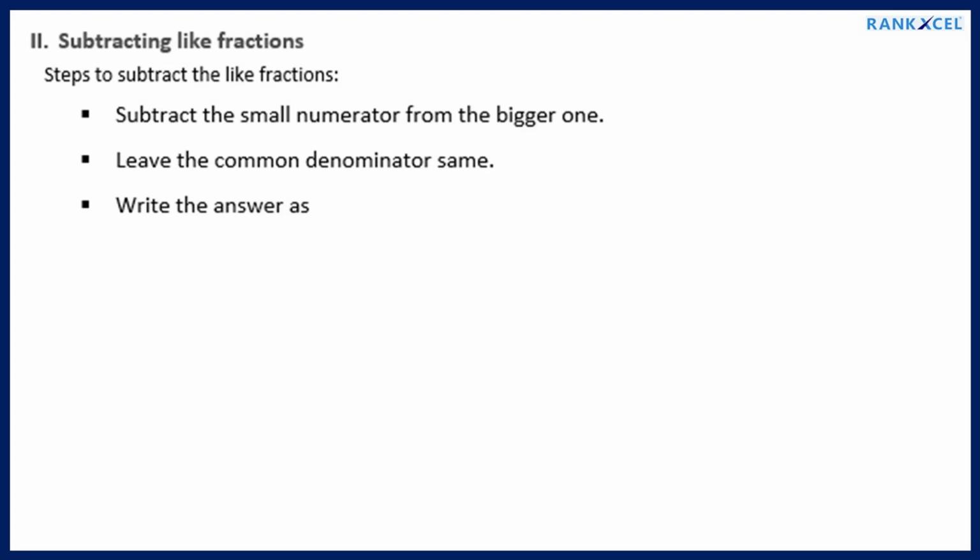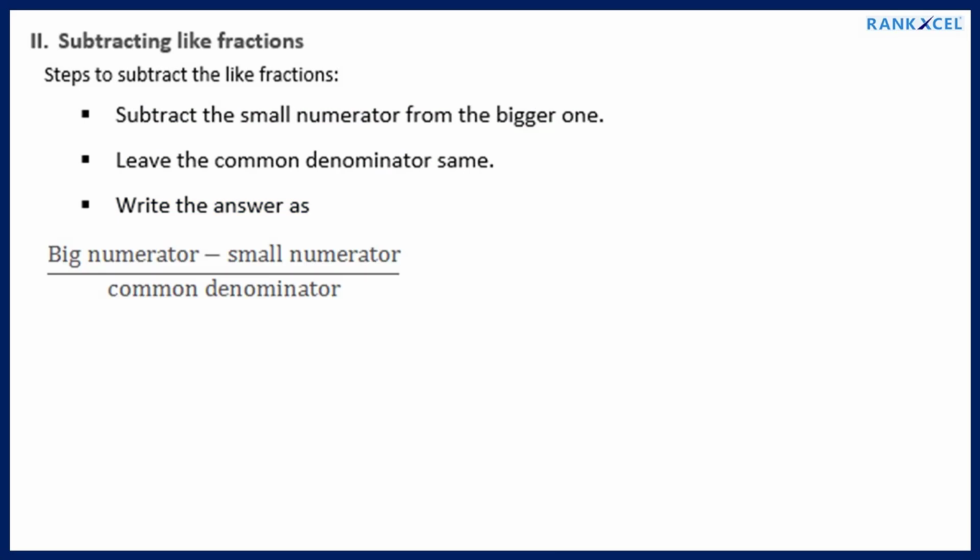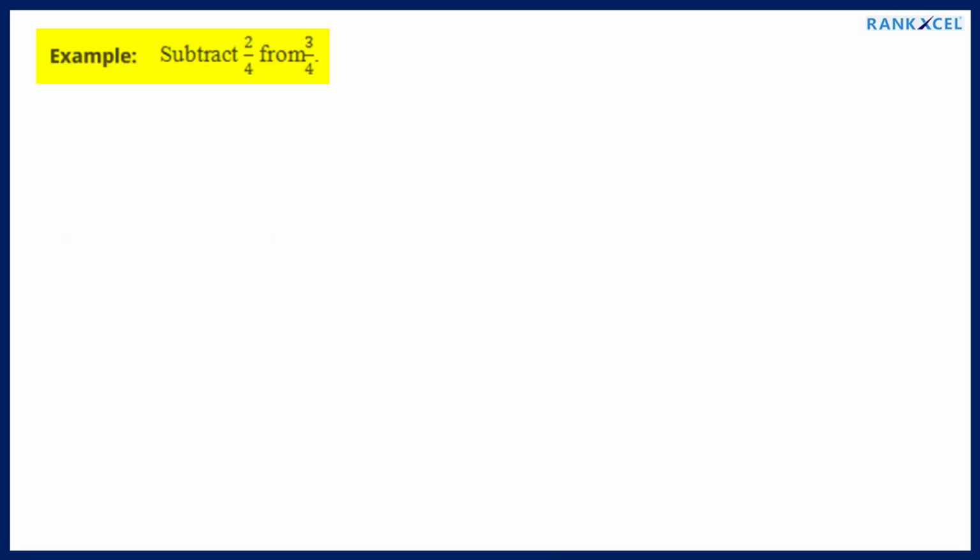Two. Subtracting like fractions. Steps to subtract like fractions. Subtract the smaller numerator from the bigger one. Leave the common denominator the same. Write the answer as. Example.